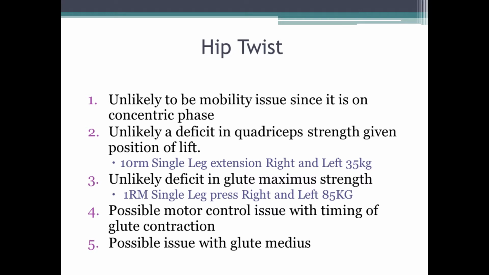Also, it's unlikely to be a deficit in glute max strength given a similar limb symmetry index on the single leg press. The hip twist could be a result of a motor control issue with an asymmetrical timing of the glute contraction, with the right contracting quicker than the left.